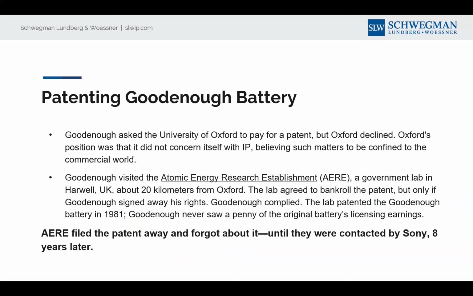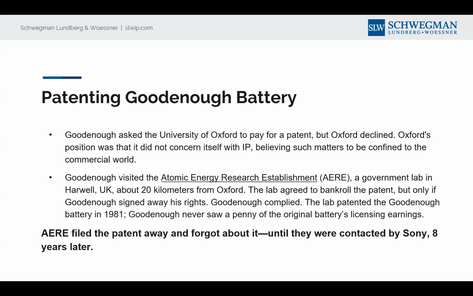Goodenough asked the University of Oxford to pay for a patent for this extraordinary battery, but Oxford declined. Oxford's position was that it did not concern itself with IP, believing such matters to be confined to the commercial world. Goodenough visited the Atomic Energy Research Establishment, AERE, a government lab in Harwell, UK, about 20 kilometers from Oxford.